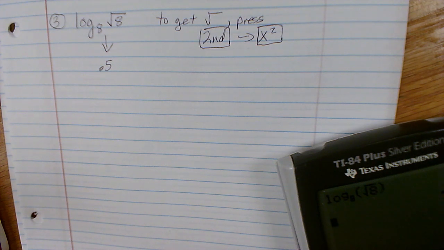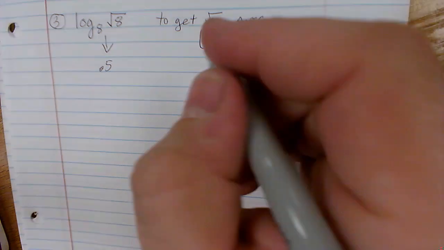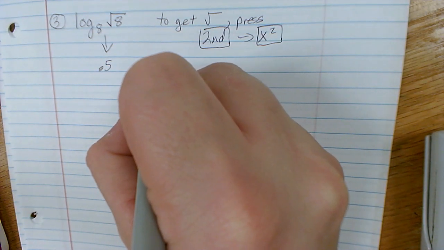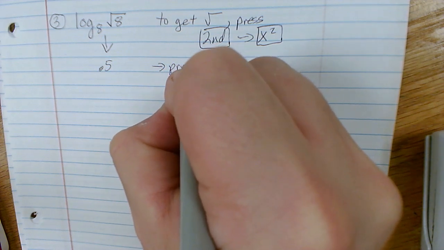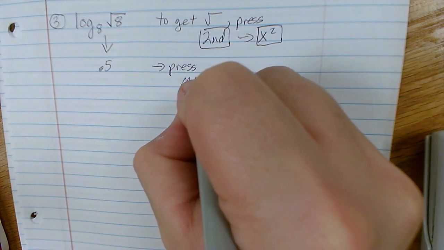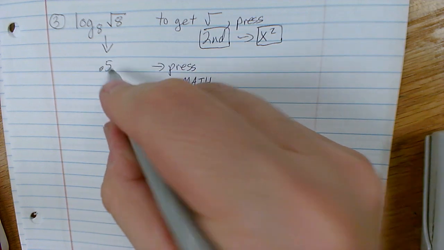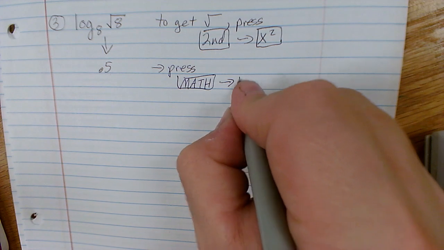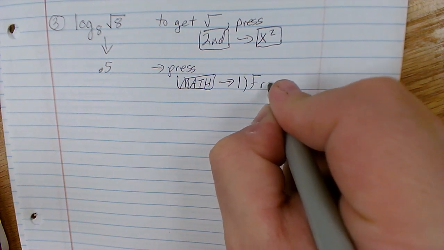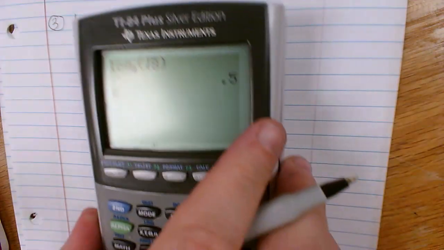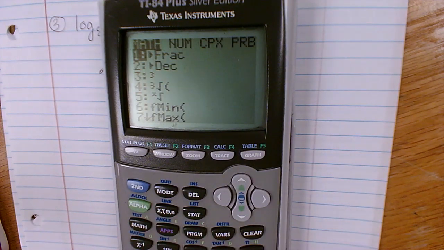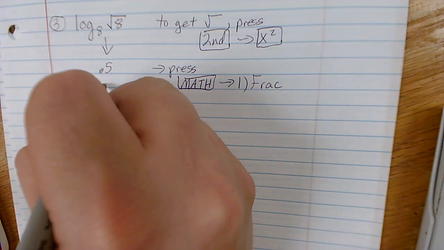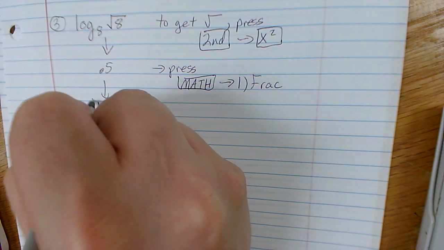But moving on. How to change a decimal to a fraction in the calculator. With the decimal on the screen, you press math, and then you pick number 1, frac. So with that on the screen, I press math, frac, hit enter, there it is, 1/2. So this would be our final answer to that question.